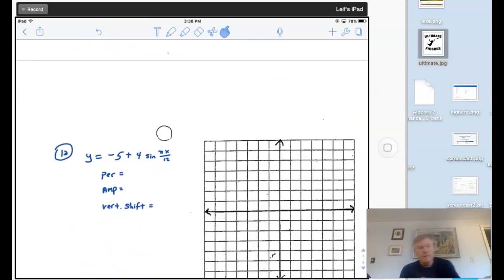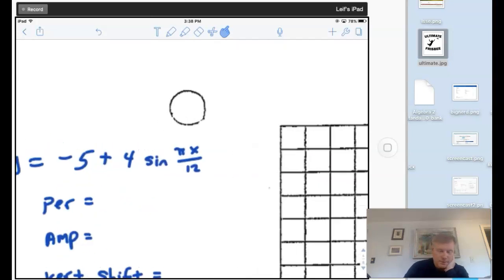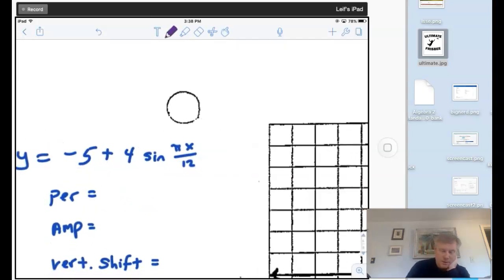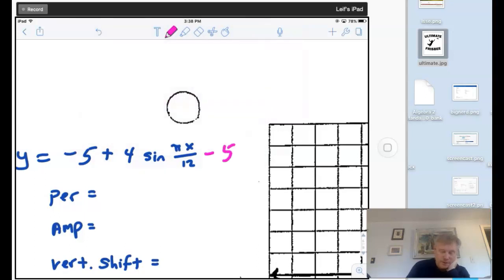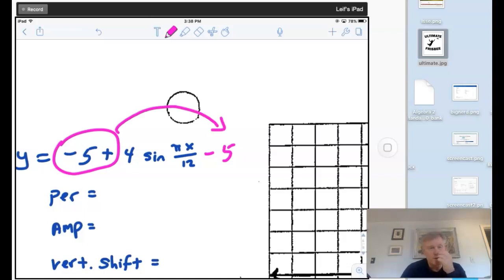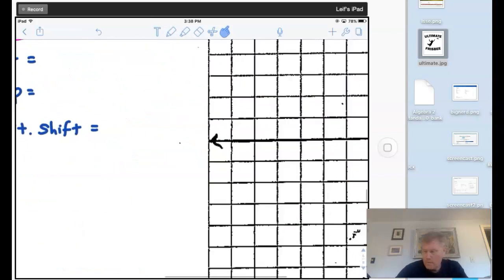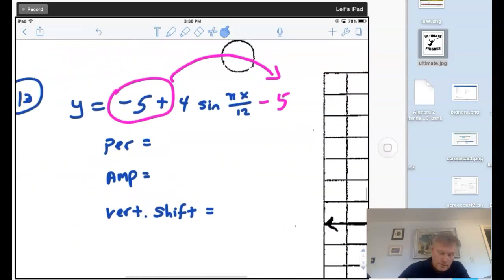All right, this one, a little different. Got a little twister on it. So, I think I would almost prefer to have this -5 over here at the end. Because then you can see that it's actually a vertical shift, okay? Which means it's going to move everything down 5. All right. I don't know if it's going to fit on my graph.